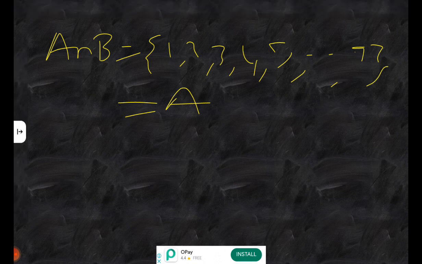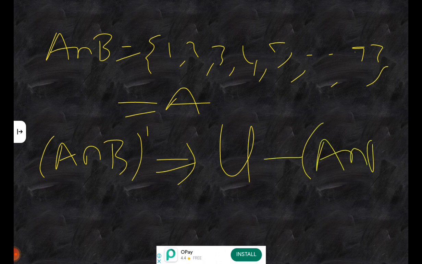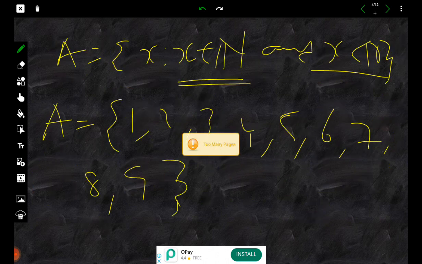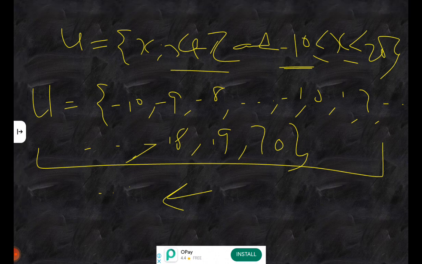So next, we want to find the complement of A intersection B. When we say complement, we're actually referring to set U minus A intersection B. So every element in A intersection B, we're going to remove from the elements in U. Now let's check. What are the elements in U? If you examine, the elements in U are from -10 to positive 20.